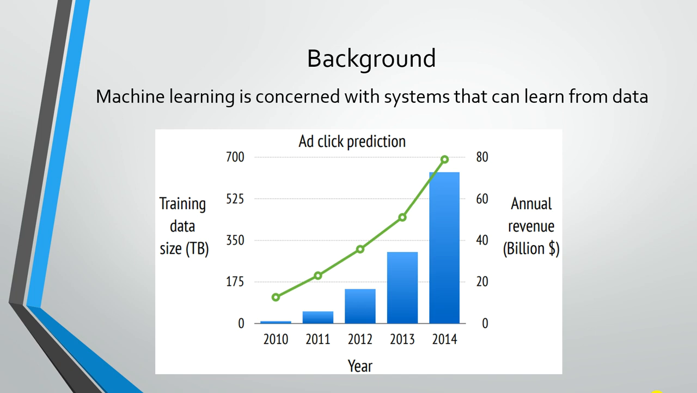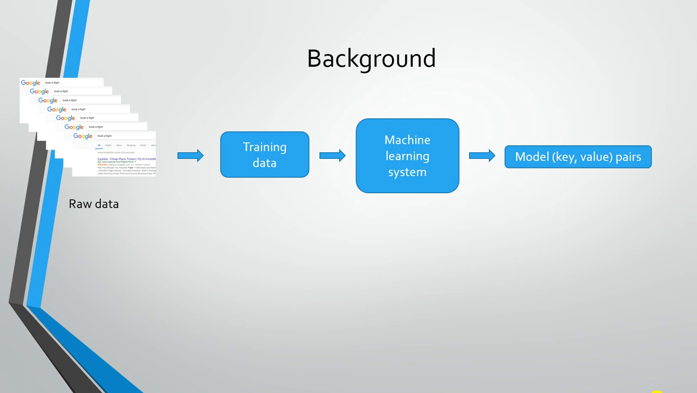Actually, this is doubling year by year. If you compare 2010 to 2011, it has almost doubled. 2011 to 2012, it doubled again. Likewise, right now it should be at least 1 petabyte of this training data size. This is how this machine learning algorithm works.